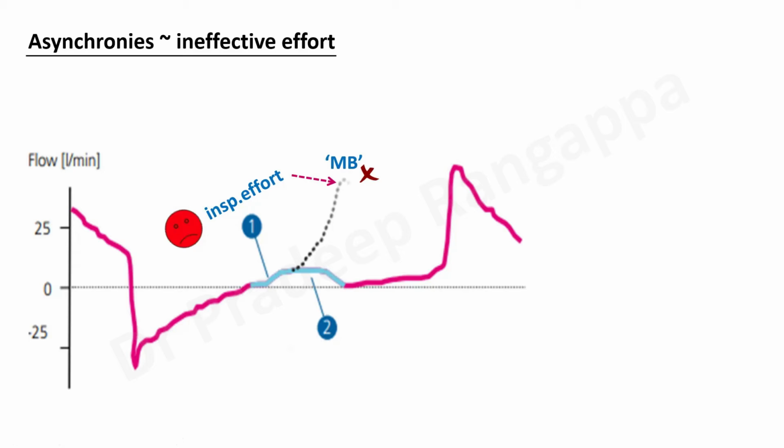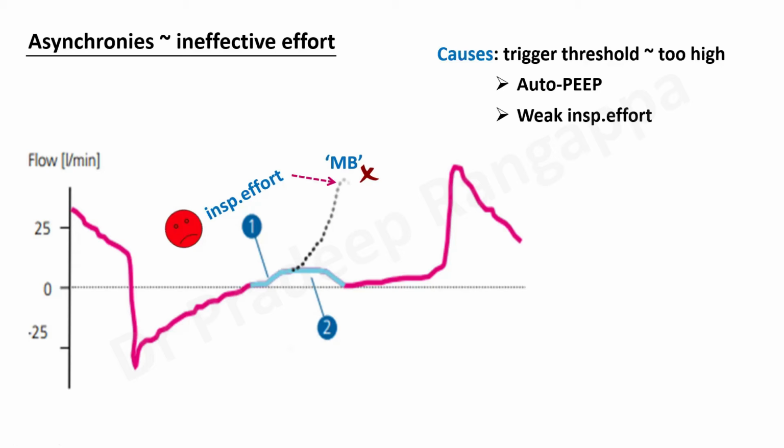In the initial one you saw the lag time, but here there is no delivery of the mechanical breath despite an inspiratory effort that may have happened, because your delivery of the mechanical breath should have happened here. It has not happened, because this dotted line you see is what you would have expected, and that mechanical breath delivery has not happened. And this we call ineffective effort. Again, the reasons are similar to last time, in a more pronounced way.